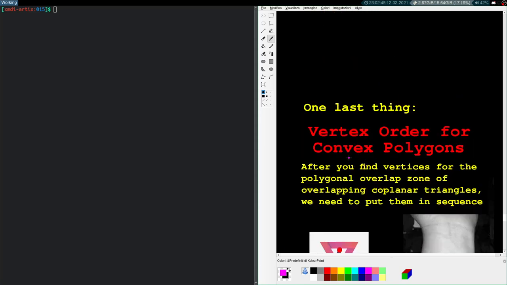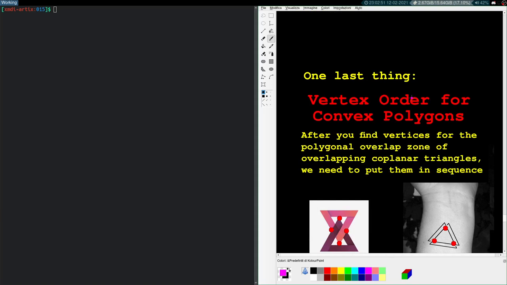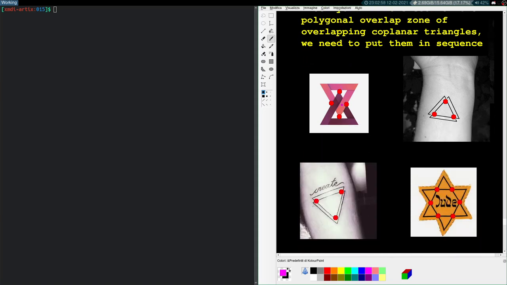And so basically, I want to compute the vertex order for convex polygons. So once you find the vertices of the polygonal overlap zone for these coplanar triangles, you have to put them in a sequence. So here you have four points of interest. They would be in like a rhombus shape. Here you have two triangles making a triangle shape. Here you have two more in a triangle shape. Here you have a hexagon shape. And so there's different options. And how do you know that these six vertices go in a certain order? You have to compute that, right?